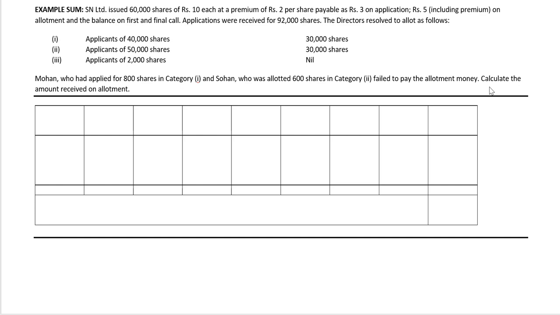So the question, we need to be careful. The question does not ask us to pass any journal entries. We are just asked to determine the amount which has been received on allotment. So let's first prepare the working note.